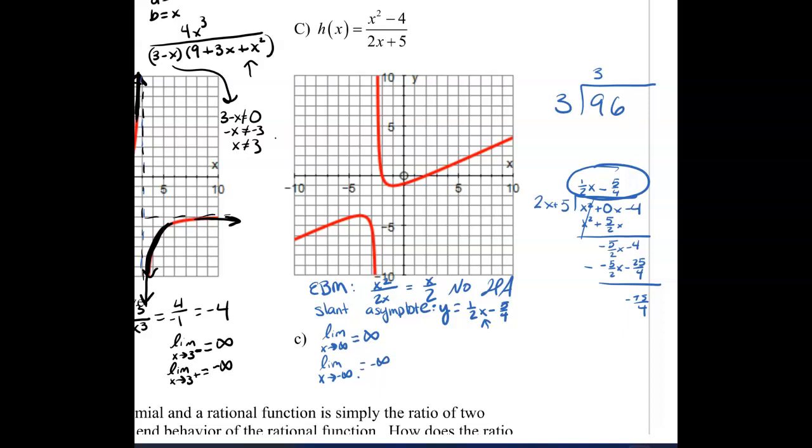And again, we can see that on the graph. As I go to the right, my y values are going up and up forever. And as I go to the left, my y values are going down forever, as my x values go left forever.